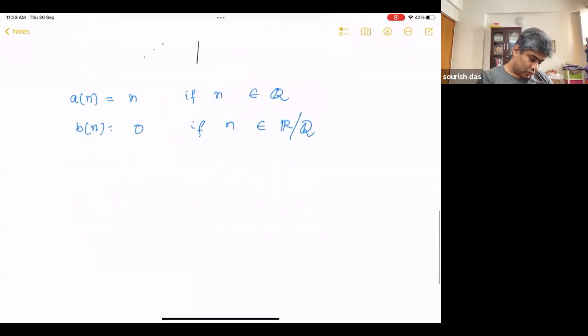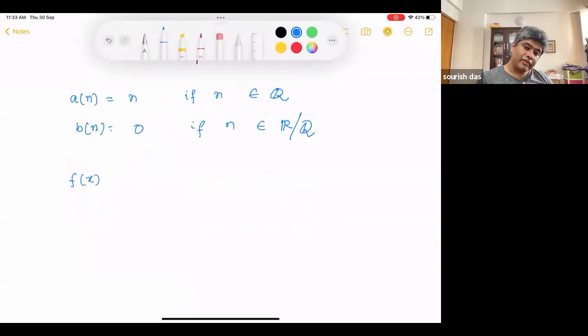So f of x minus... what is the definition of limit? Essentially, typically we write that x is going to some number a, then f of x is going to some limit number L, right?